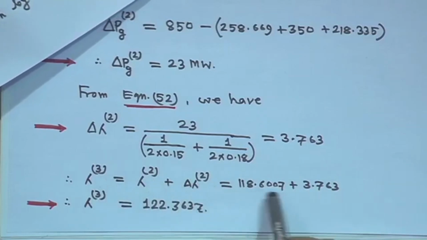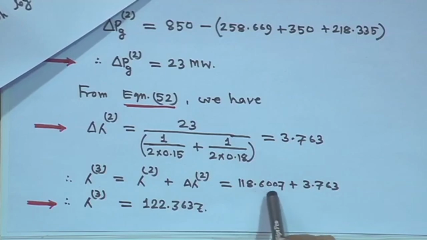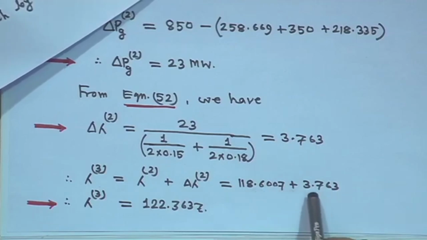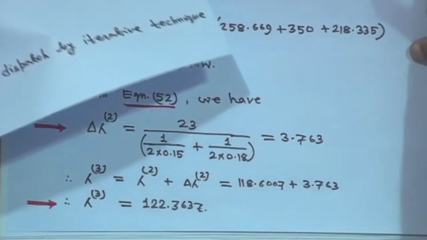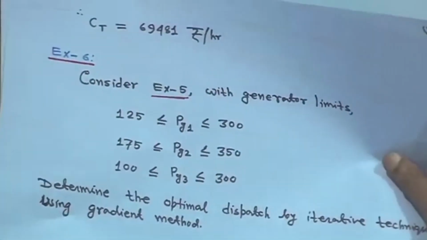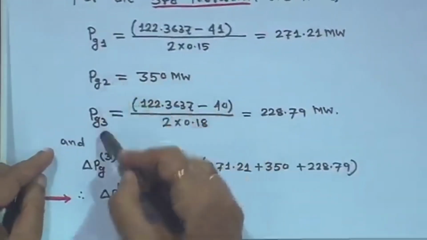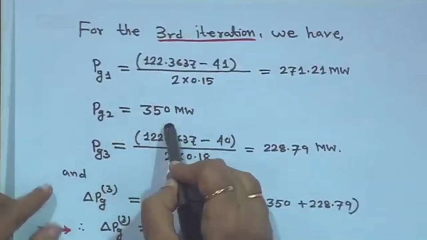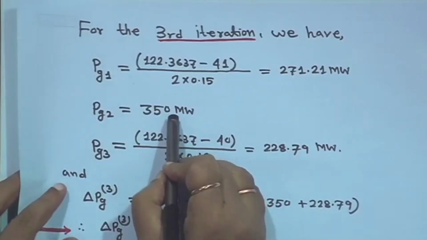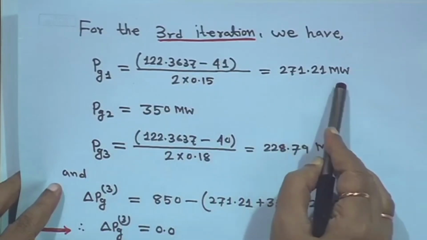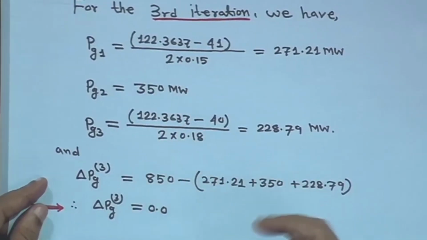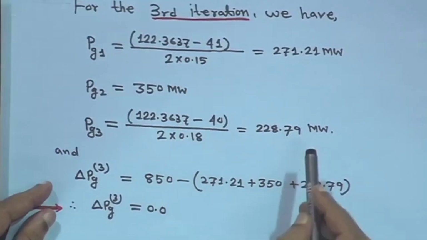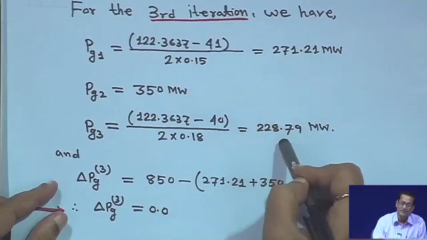Earlier it had converged at 118.6007, now it will be 118.6007 plus 3.763. So, lambda 3 will be 122.3637. That means with this lambda you calculate the third iteration, Pg1, Pg2, Pg3. Pg2 is fixed at 350 megawatt, it will not change, it has touched its limit. Pg1 is 271.21 megawatt, its maximum limit is 300, so not touched. Pg2 is fixed at 350 and Pg3 is 228.79. Its maximum is 300, so these two do not touch the limit.